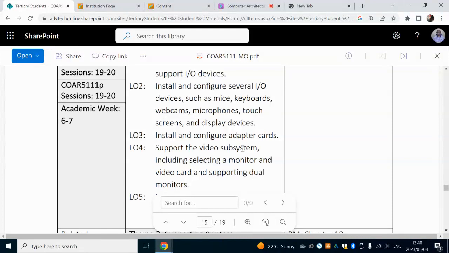So adapter cards support video subsystem, including selecting a monitor and a video card and supporting dual monitors. Very often people will use multiple monitors because they want to work on multiple applications at one time. So on one monitor, I could have one program running, on another monitor, a different program, a third monitor, a different program. So often you will see 2 or 3 monitors, that could be multiple monitors.